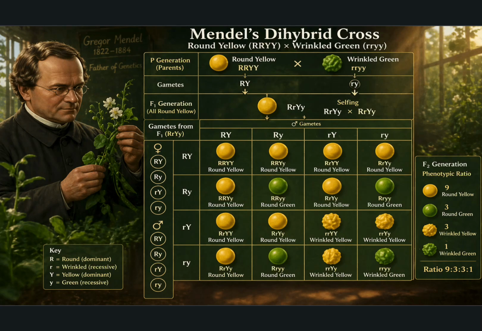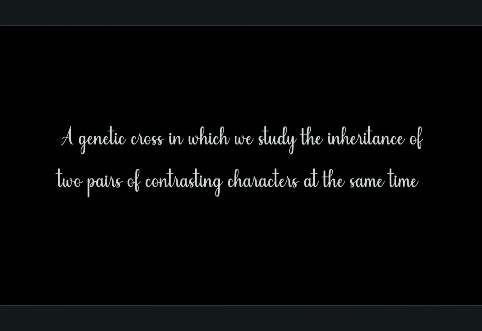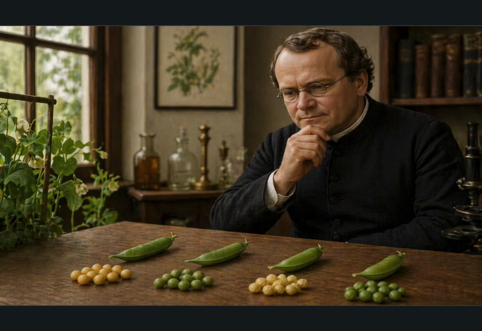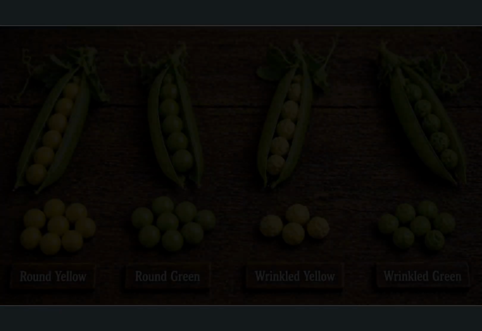Namaste. In this session, we will talk about the dihybrid cross. A dihybrid cross is a genetic cross in which we study the inheritance of two pairs of contrasting characters at the same time. Gregor Mendel studied this using pea plants.